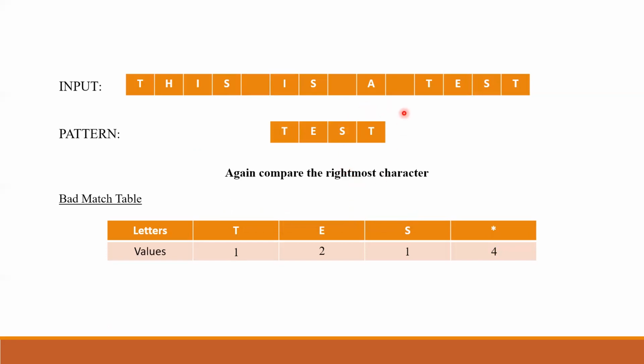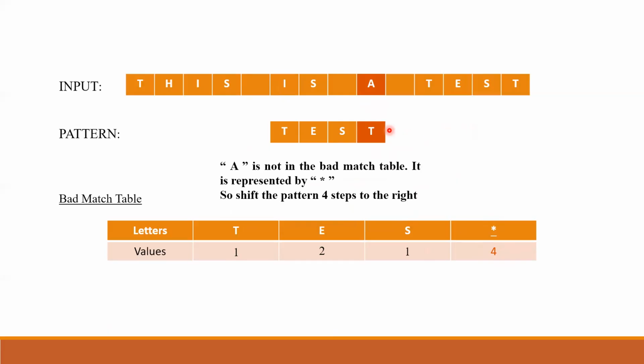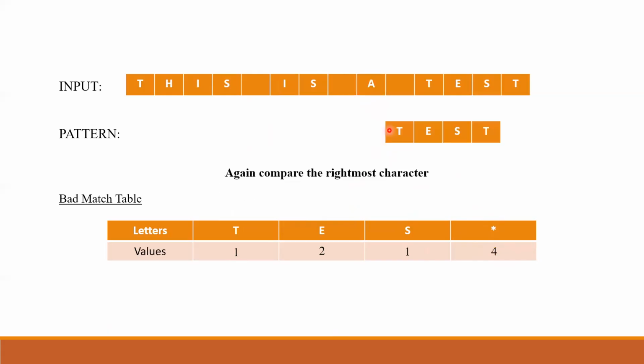Now again we repeat our steps. A is not equal to T and A is not present in the bad match table. So we take the value that is associated with star, that is 4. So we are supposed to shift this pattern by 4 indices towards the right. Now we again compare the rightmost character. This time it is S, which is not equal to T, but S, as we have seen, is present in the bad match table. The value associated with it is 1. So we have to shift this pattern by 1 to the right.